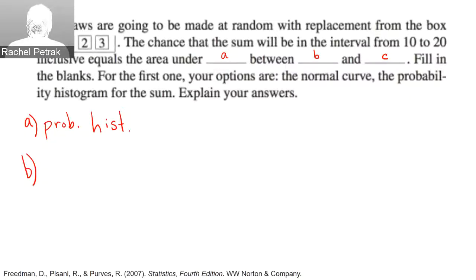And what are going to be our range of values for an inclusive area between 10 and 20? Well, we're going to want to start just below 10. So B will be 9.5. And C, we're going to want to go just above 20. So we'll have 20.5 on the top.